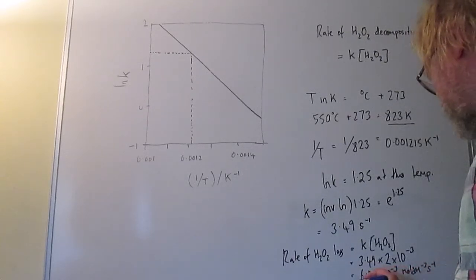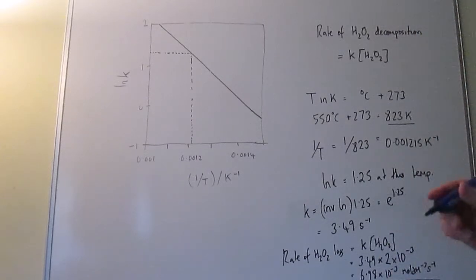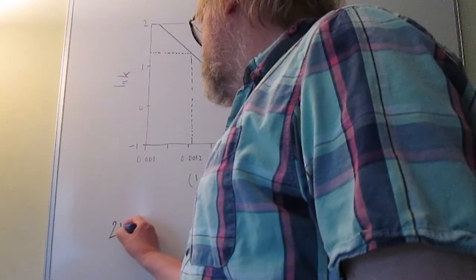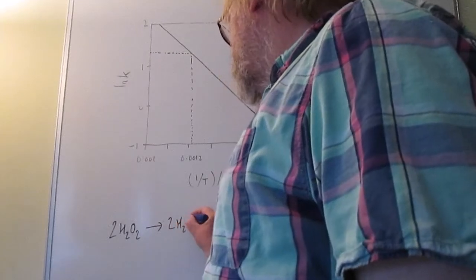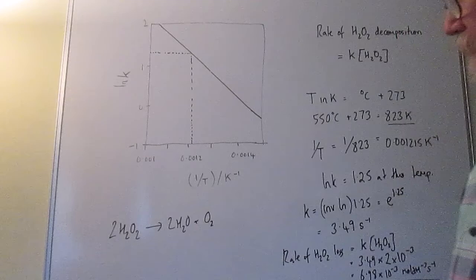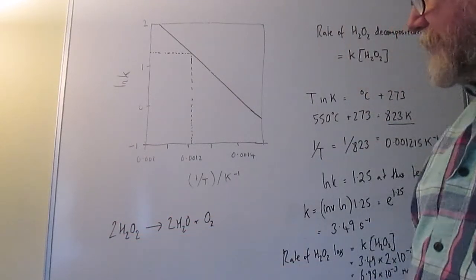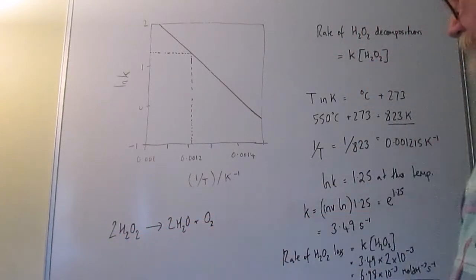And if you're not careful, you might stop at that point and think, great, job done, but there is a twist in the tail here, because the reaction, remember, is 2H2O2 goes to 2H2O plus 1O2. So the rate of formation of oxygen will only be half as great as the rate of loss of H2O2, because every time 2 of those are lost, only 1 of these are formed.